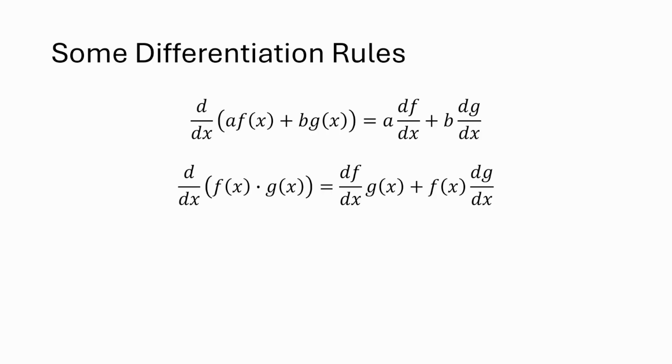Now, product rule, this is a biggie for sure. And this has a little bit more subtlety to it because when we differentiate the product of two functions, we have to take two different derivatives. So what you'll do is you'll have the derivative of the first function times the second function. You'll also have the derivative of the second function times the first function. And then you add those two quantities together to get the total derivative of the product.